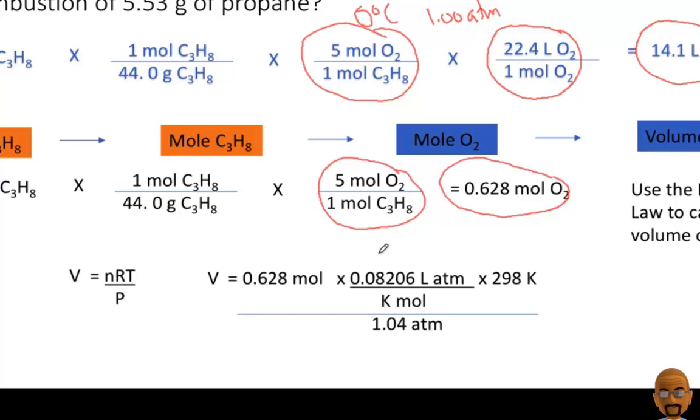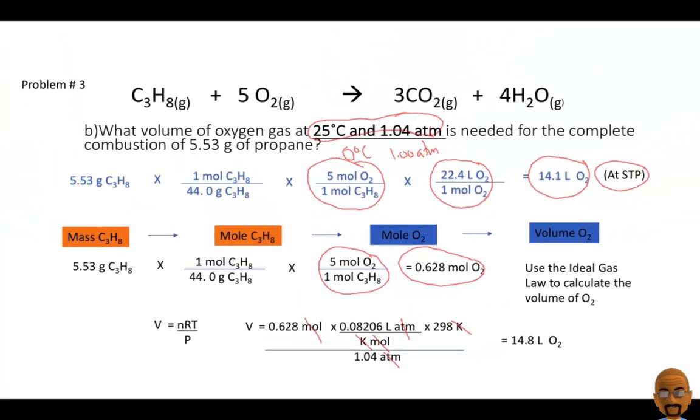And just looking at our units here, we'll see that moles of oxygen will cancel with mole in the R constant. We also see that ATM will cancel, and we also see that Kelvin cancels. So we know we're going to be calculating liters here, and just going about the calculation, we'll see that we get 14.8 liters of oxygen. And again, the only difference here is that instead of using the 22.4 liters per mole relationship, we use the ideal gas law to calculate volume.